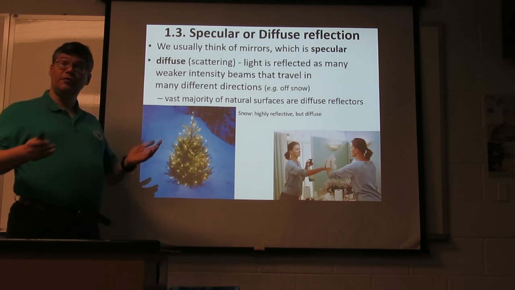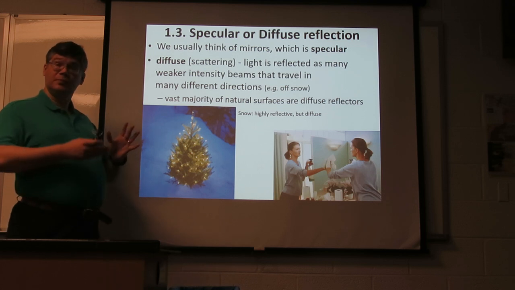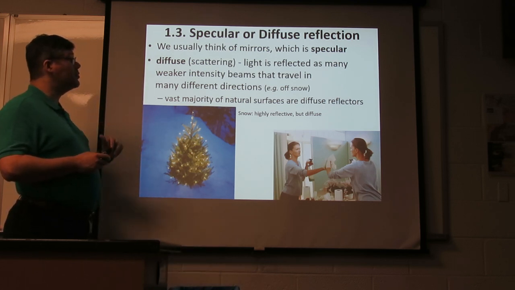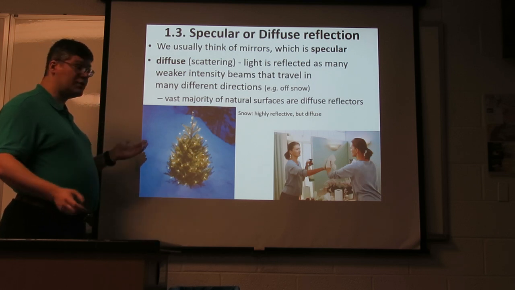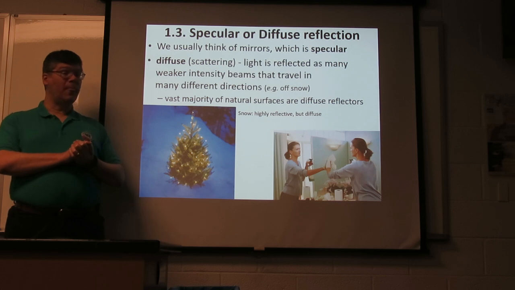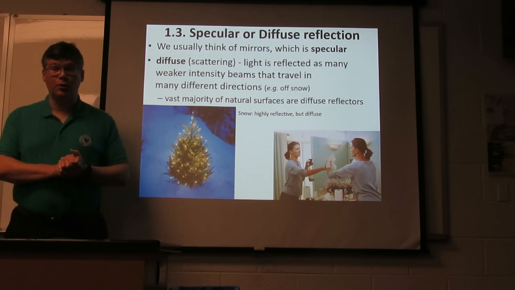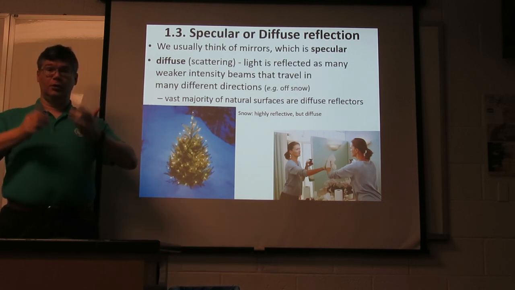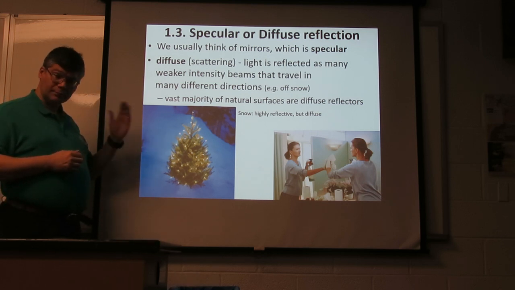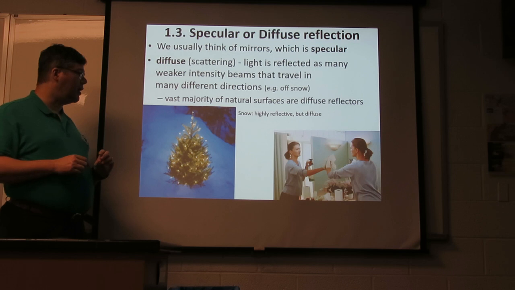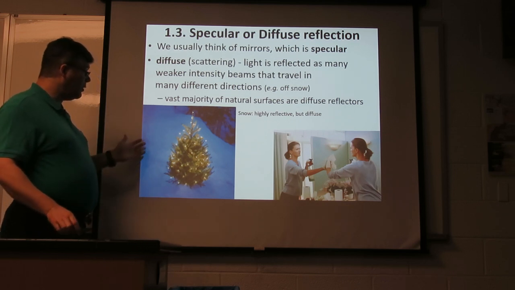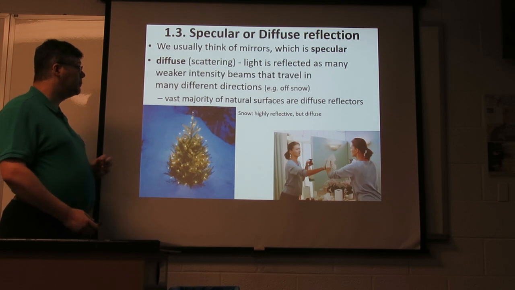So this light is reflecting, but it's somewhat scattered as it reflects. And this is referred to as diffuse reflection. For example, snow, highly reflective, got a very high albedo, but you don't look at snow and see your reflection. The light is scattered enough, you don't get a direct picture of things, but there's definitely light coming off of the snow.